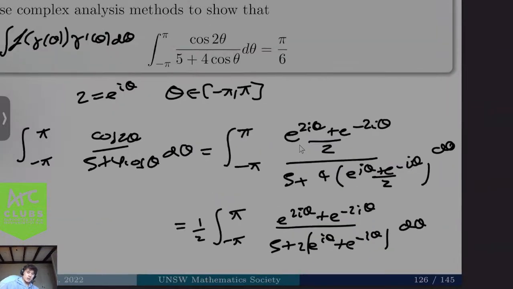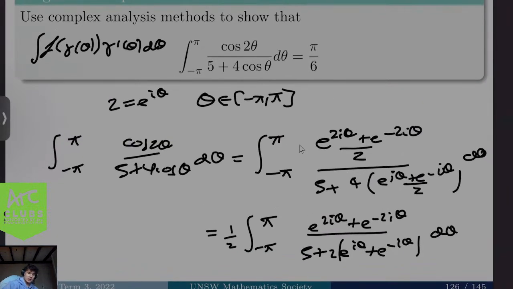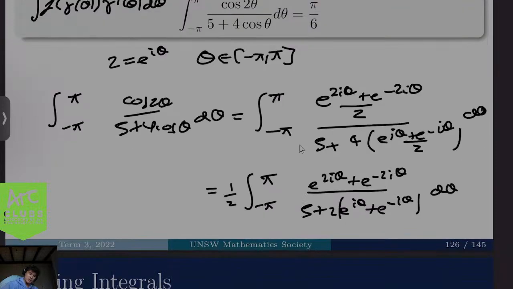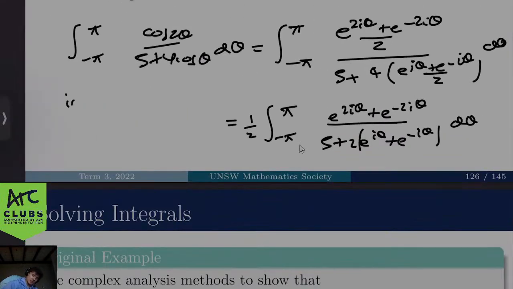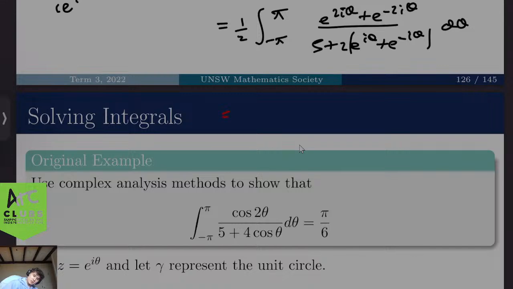So we can't quite turn this into our contour integral at the moment because of the problem I was saying earlier, which is that I don't quite have my gamma dash of θ in there yet. Now, to get my gamma dash of θ, consider the fact that gamma dash θ is i e^(iθ), right? So what I can do is say this equals 1/2 the integral from negative pi to pi, and I can just multiply and divide by that term, over 5 plus 2(e^(iθ) + e^(-iθ)). Then we'll multiply by this.